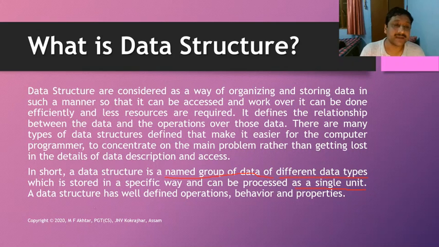A data structure has well-defined operations, behavior and properties. There are so many data structures available, so which one will we choose for storing our data? In that data structure, operations are already predefined, that these operations can be done on this type of data structure. These are the behavior of that data structure, and these are the properties of the data structure already defined. So we have to select from all the data structures for our data.